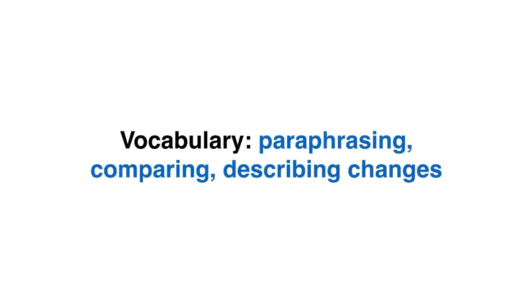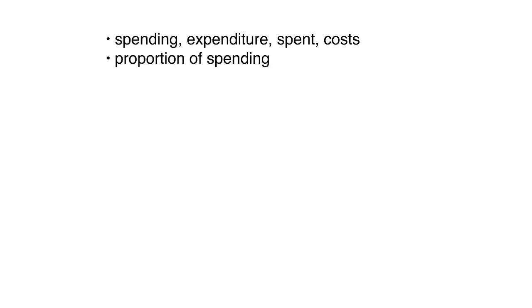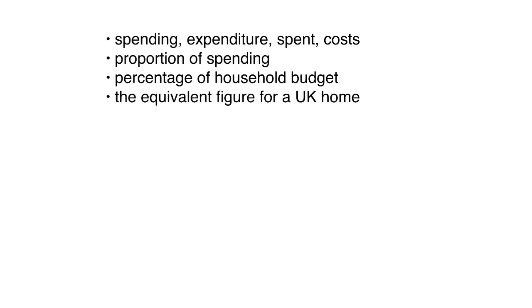Now finally, let's look at the vocabulary from this lesson. As usual, we're going to focus on paraphrasing, comparing, and language for describing changes that we've seen. Here's the good language that I think an examiner would notice. Spending came from the question, and I changed it to expenditure, spent, and costs. Proportion of spending. Percentage of household budget, the equivalent figure for a UK home, all of these different ways of talking about the spending.